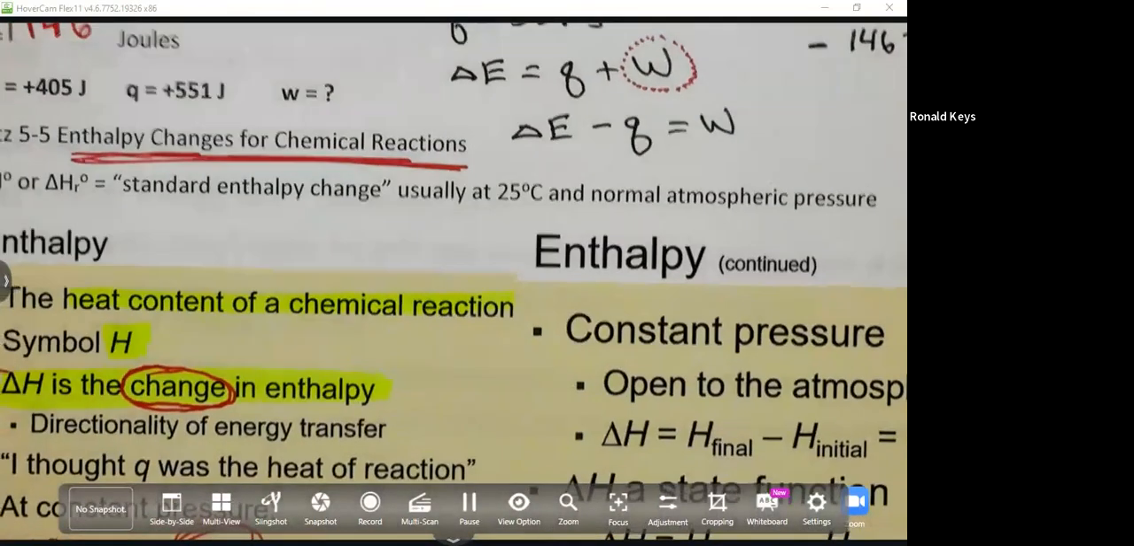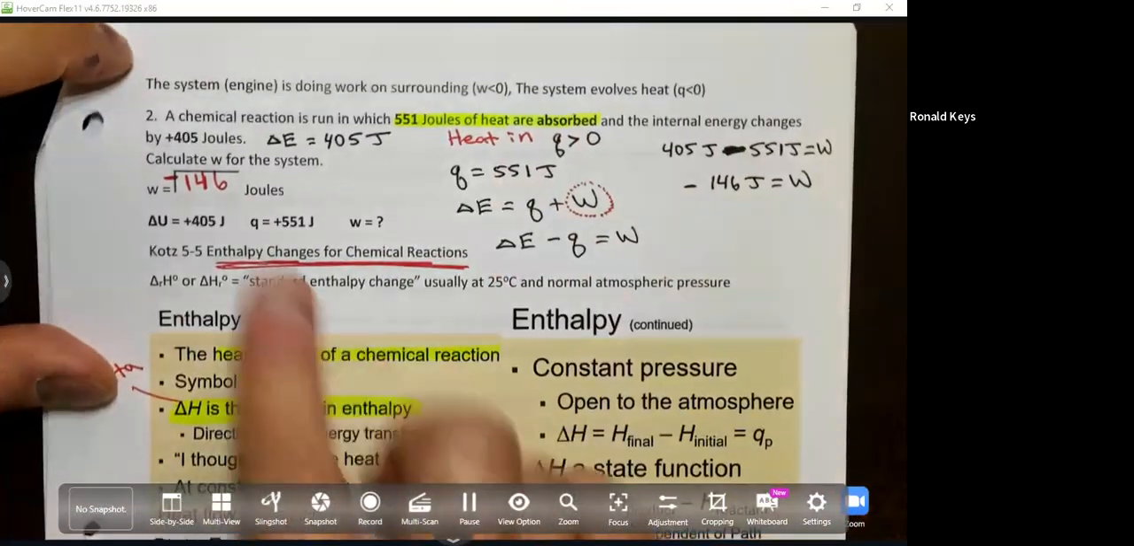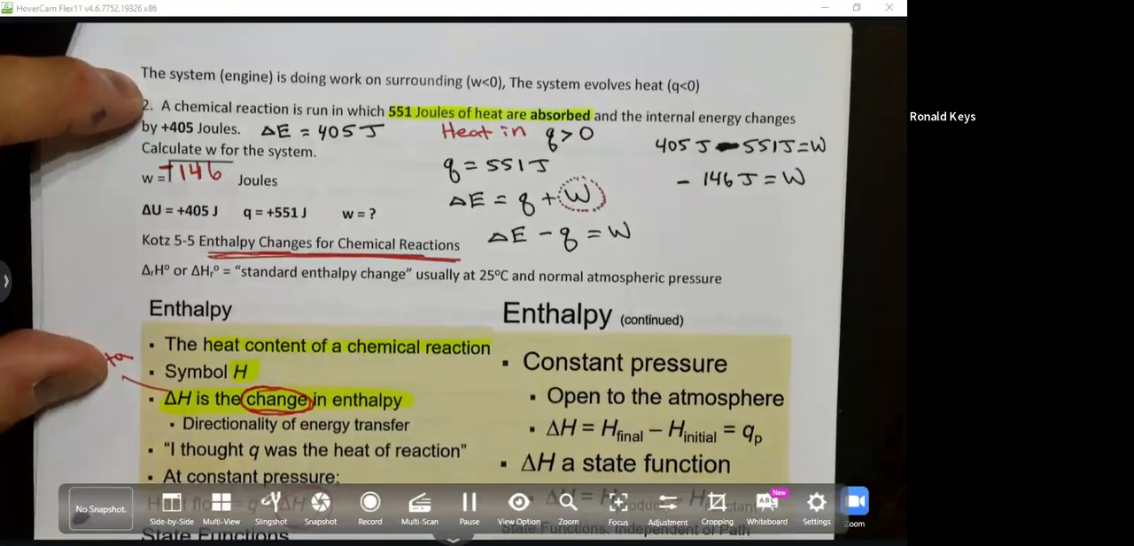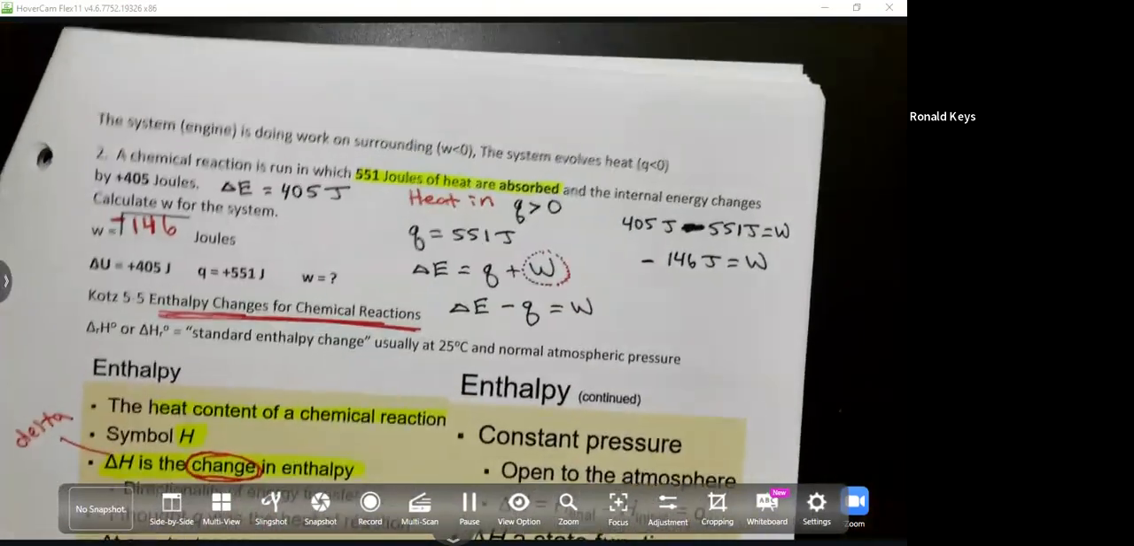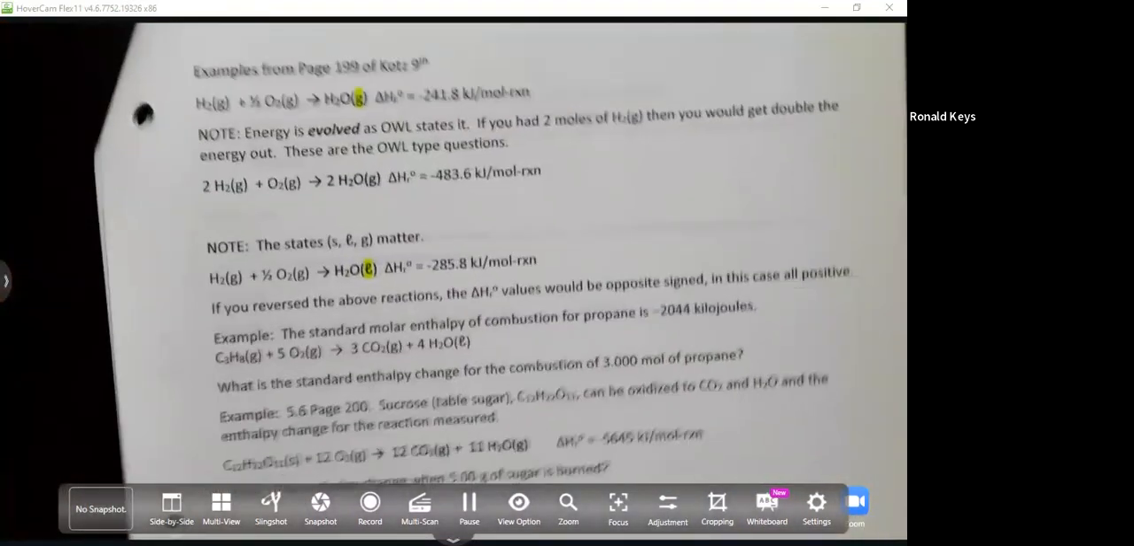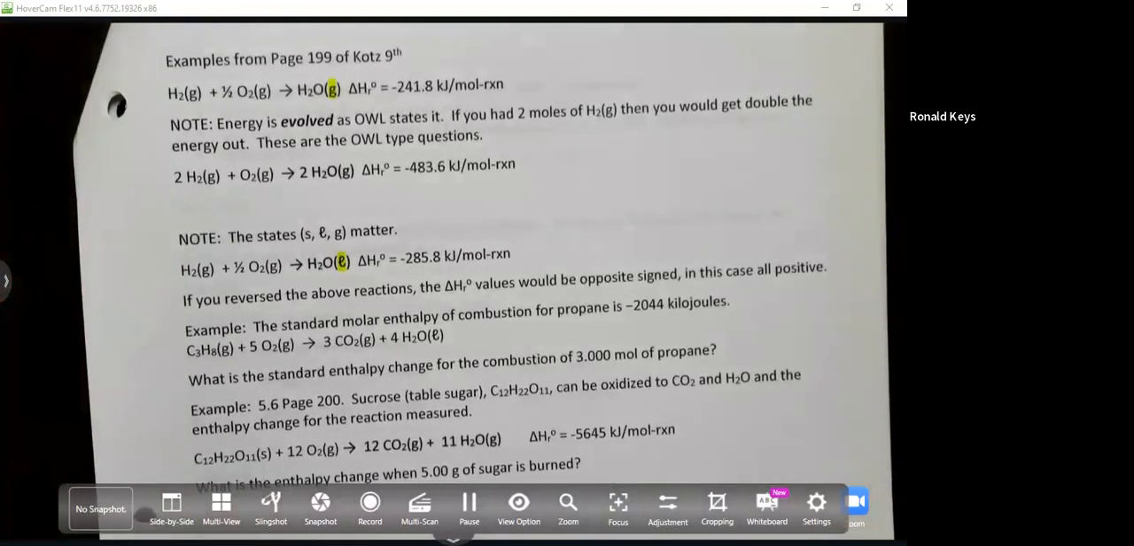All right, let's see where we left off. We are going to work on... so we left off with the first law of thermodynamics, and we went through some specific OWL questions concerning heat and work. We are now going to do what's called the enthalpy of reaction, or the heat that we get out of a reaction, or the heat we have to put in to complete a reaction. So here's some examples, and then we'll have some OWL examples as well.